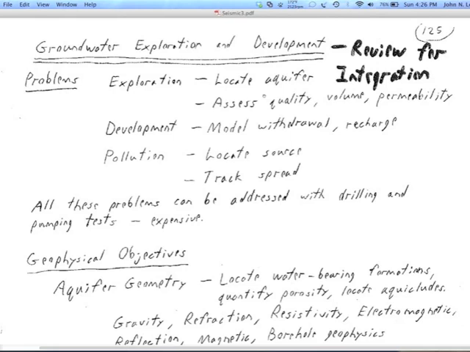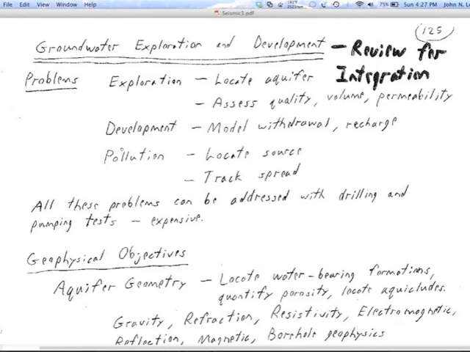In groundwater exploration, there's the problem of locating an aquifer, and then of assessing the quality of the water in that aquifer, the volume of the aquifer, and thus the volume of water that could be produced, and then the permeability of the aquifer. Can we produce? How easily can we produce from that aquifer? Or are we going to have to drill a well every square decameter, every 10 meters, to extract that water? If so, the aquifer is impermeable, and it's not going to be worthwhile.